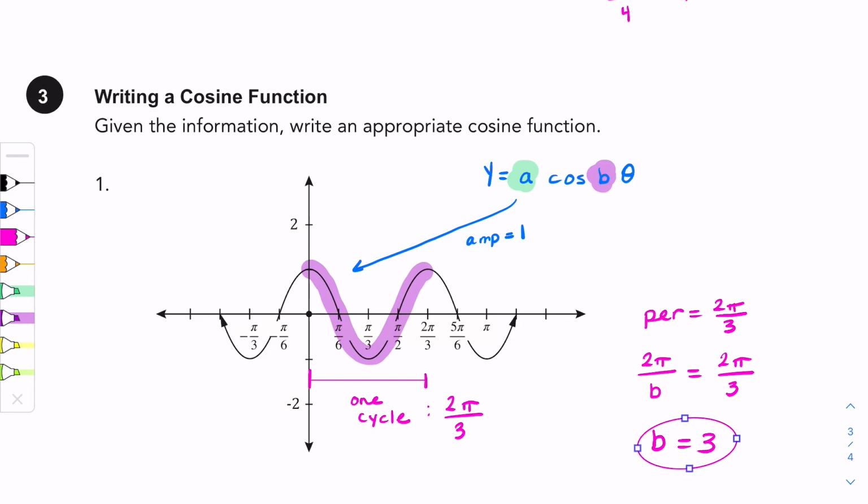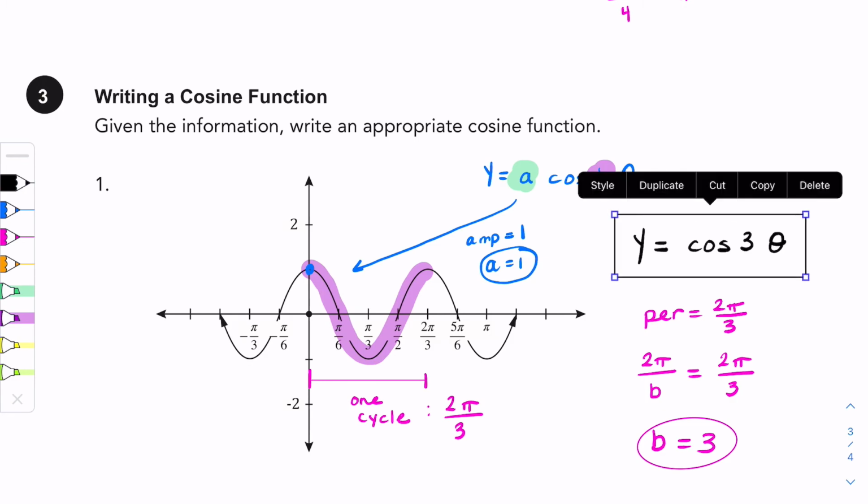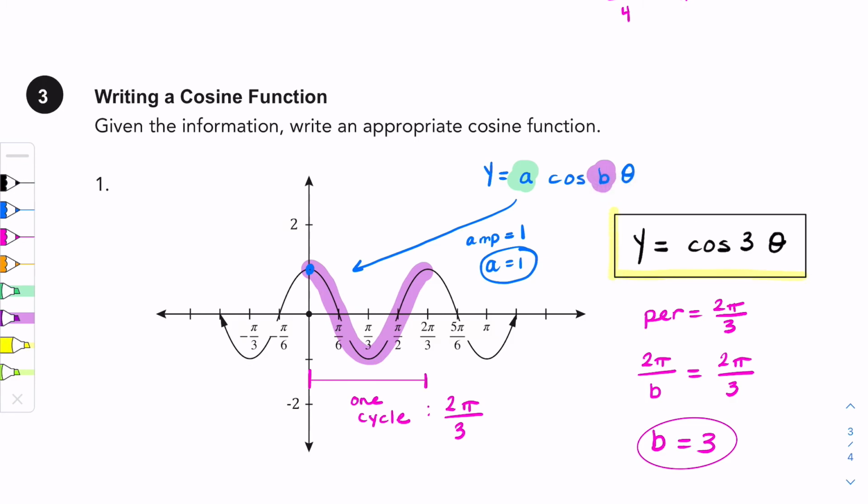So I have my a value, or my amplitude value, of 1, and I have my b value of 3. I also know my a value is positive 1 because the graph starts at positive 1. If it started at negative 1, then my a value would be negative 1. So to fill in the equation, I'm going to write out that the cosine function is going to be positive 1 times cosine of 3 times theta. And this is my function determined from the given information or determined from the graph.